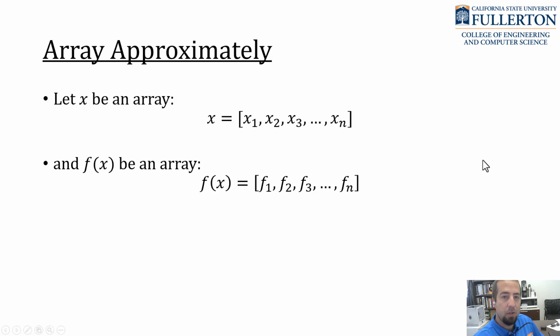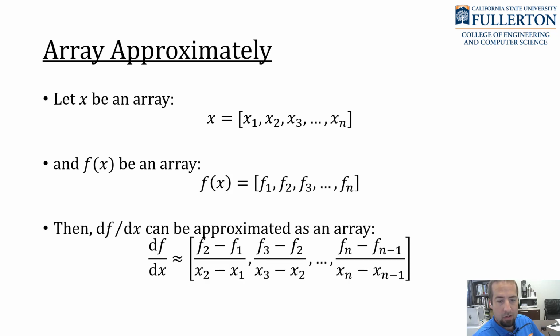So let's think in computational terms, in numerical terms. Let x be an array, x1 through x sub n, and let some function of x also be an array. Call it f1 through f sub n. Then we could approximate the derivative of f with respect to x as an array as well by taking the difference between sequential points in the x and f of x arrays.